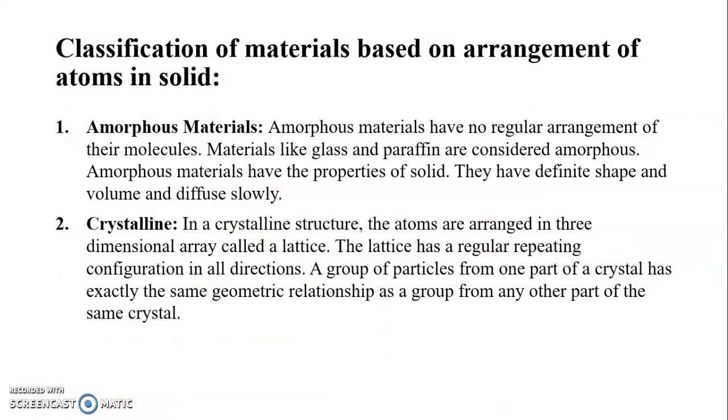Another classification of material based on arrangement of atoms in a solid is amorphous and crystalline. Amorphous materials have no regular arrangement of their molecules. Materials like glass and paraffin are considered amorphous, and they have the property of a solid. In crystalline structure, the atoms are arranged in a three-dimensional array called a lattice, with a regular repeating configuration in all directions. A group of particles from one part of a crystal has exactly the same geometric relationship as a group from any other part of the same crystal.